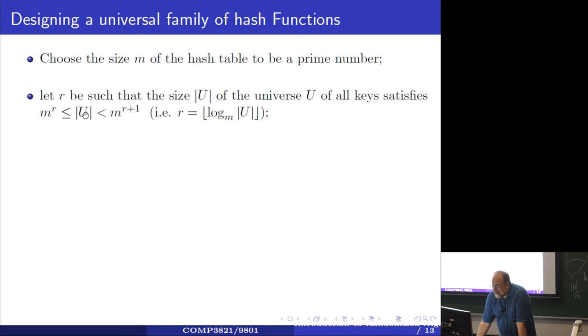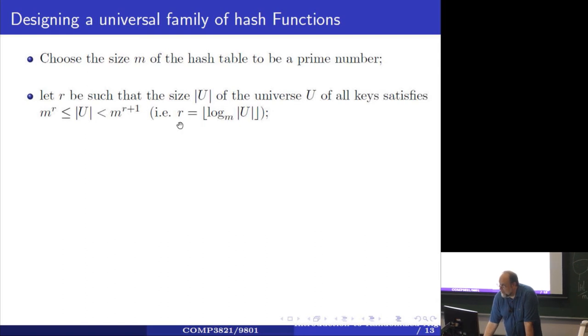So you choose r so that the total number of elements in your universe is between m to the r and m to the r plus 1. So r will be the floor of log base m of u. m will be pretty large, because you can take a pretty large prime number, one that fits comfortably in the register of your machine. So a log with a pretty large base will be quite small, right? So r will be a reasonably small number compared to the size of the universe, right?